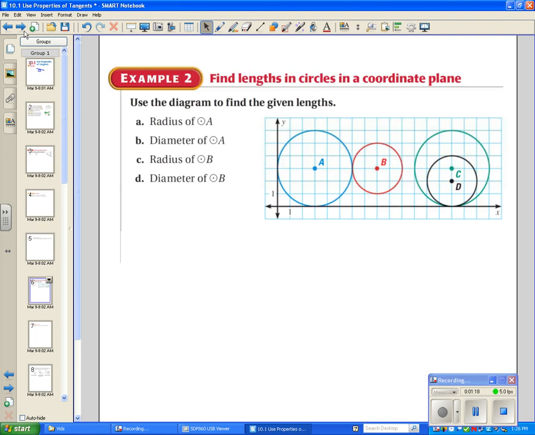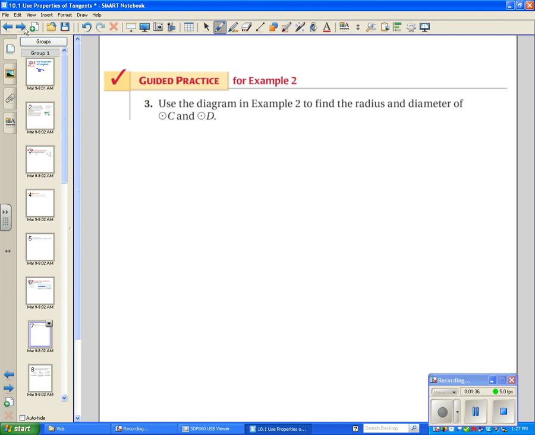Use a diagram to find the given lengths. We have these circles on a coordinate plane, so we can find our radius and our diameter. 3 is the radius of circle A, 6 is the diameter, and so forth. Circle B, 2 radius, 4 diameter. Oh my gosh, this is so easy. Do we really have to do it? Later on, though, it does get a little confusing.